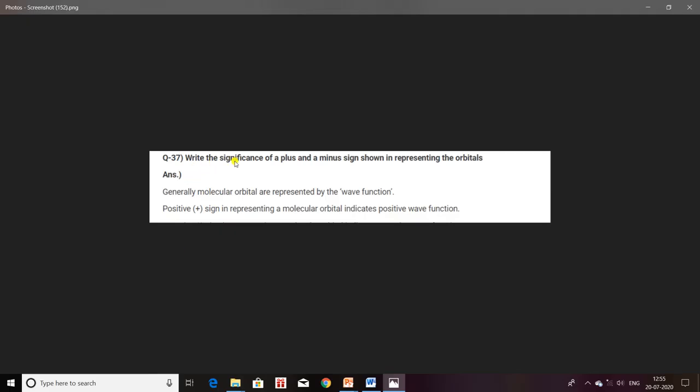Next question is, write the significance of plus and minus signs shown in representing the orbitals. So plus and minus signs are the signs of the electron waves. So positive sign in representing a molecular orbital indicates the positive wave function.